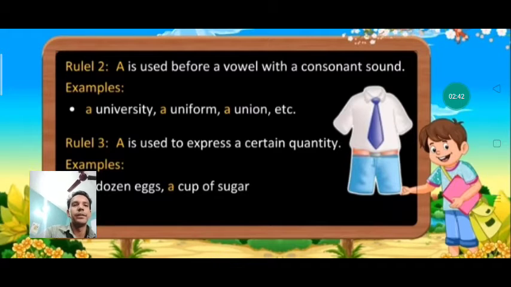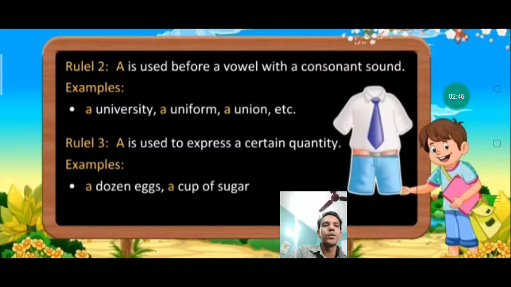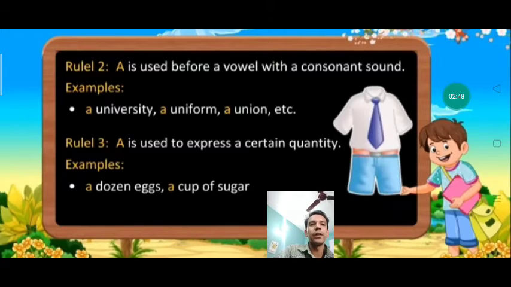Now rule 3. A is used to express a certain quantity. Example: a dozen eggs, a cup of sugar. In a dozen, 12 pieces are there, so before dozen also we can use a. Whenever we are talking about a certain quantity, at that time also we can use the article a.